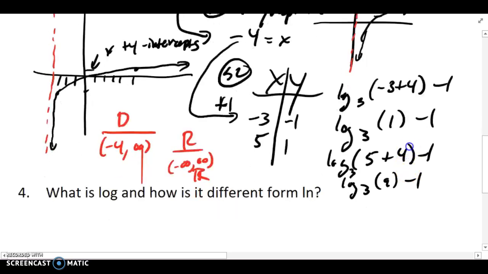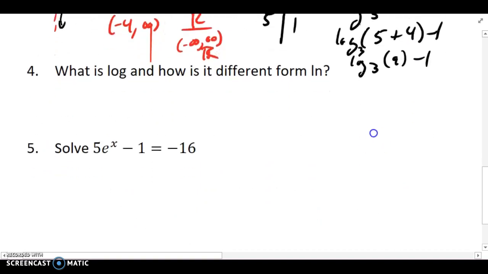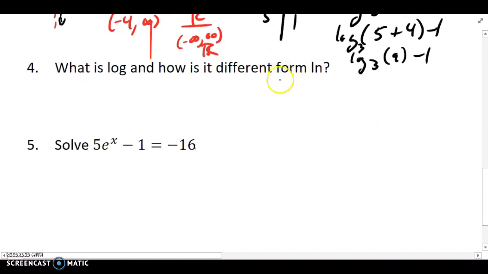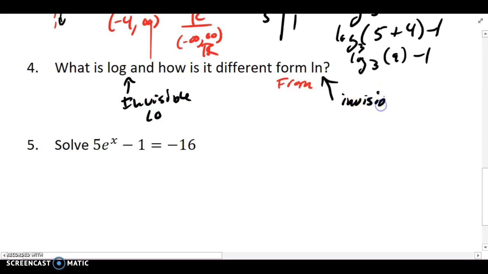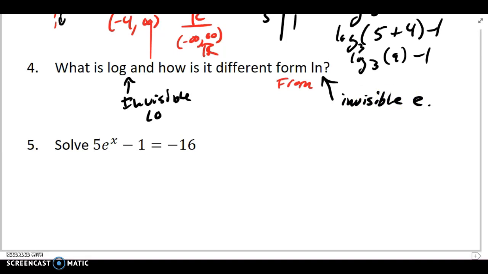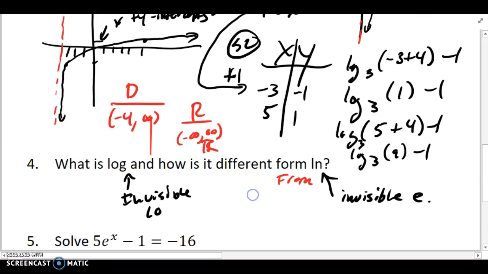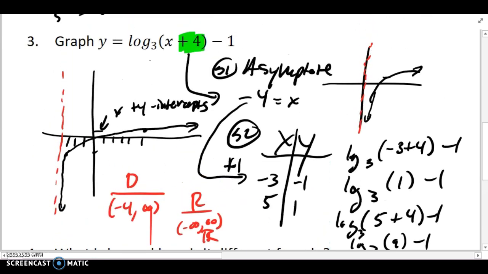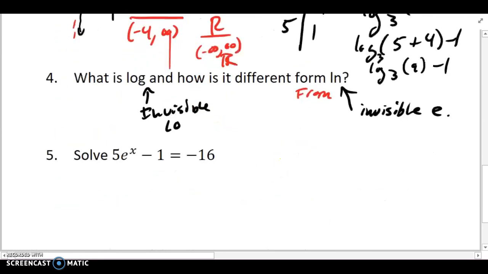All right. What is a log? What is log and how is it different from ln? So log has an invisible 10 on the calculator, and ln has an invisible e. Make sure ln is e and log is 10 if there's no number. If there is a number, then the base is what it is. So this would be log base 3. But if there's no number, it's a 10.